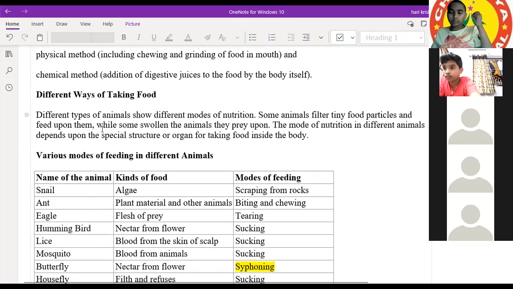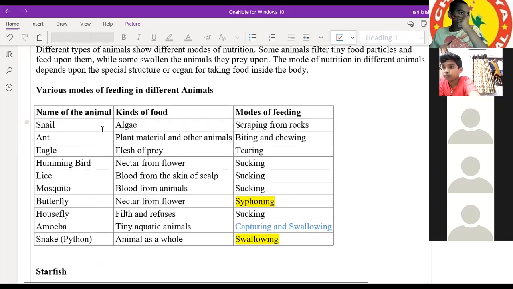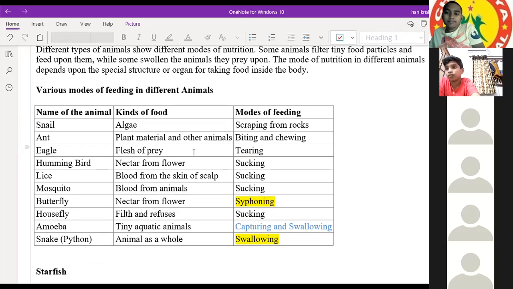So you can see here the tabular column. This is the mode of feeding, that means intaking of the food. Scraping from the rocks, biting and chewing, tearing. Sir, butterfly is sucking, right? Siphoning. Sir, what is meant by siphoning? It has a long tube to suck the nectar. Feeding tube, proboscis. Yeah, so it takes the nectar from the flowers.